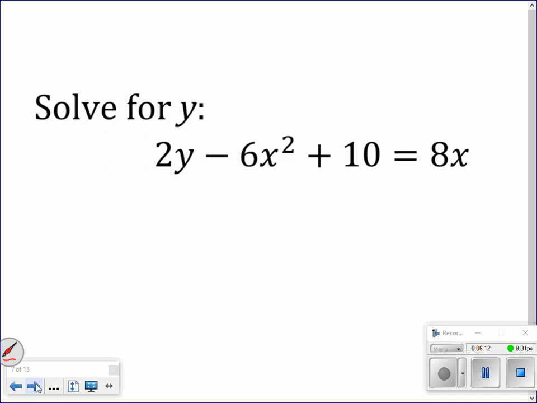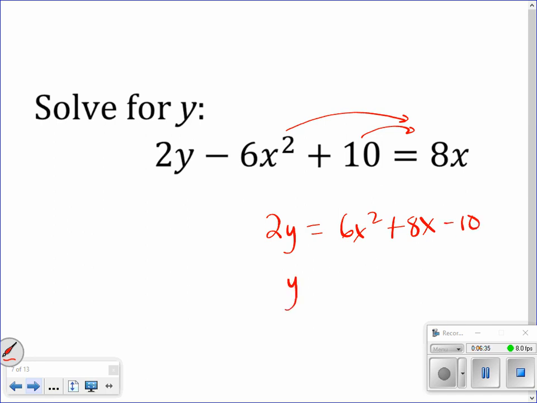All right, so I want you to try solving this for y. You're going to be moving these guys over to the other side. And to get rid of this 2 right here, you're going to divide by 2. So pause and try it. All right, so you get 2y equals positive 6x squared plus 8x minus 10. I can easily see that these all divide by 2, so I'm going to do it in my head. 3x squared plus 4x minus 5.